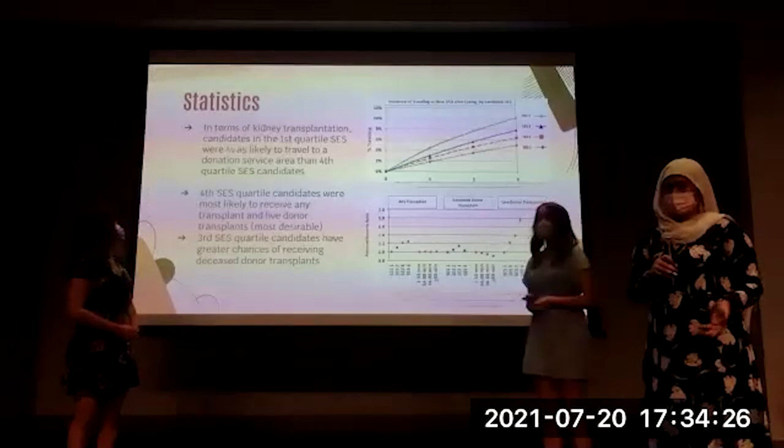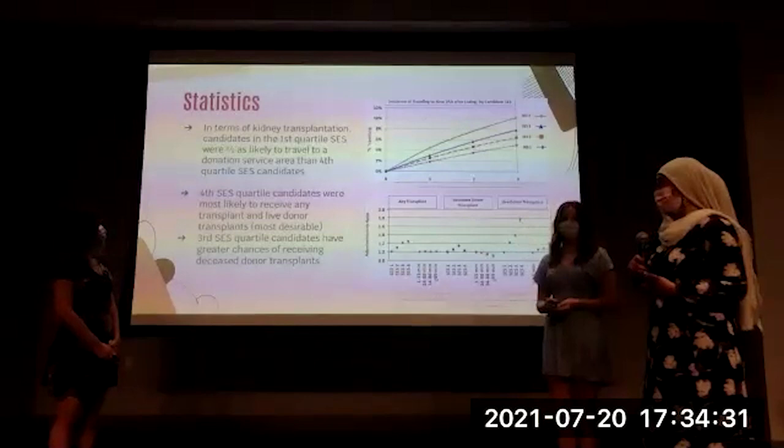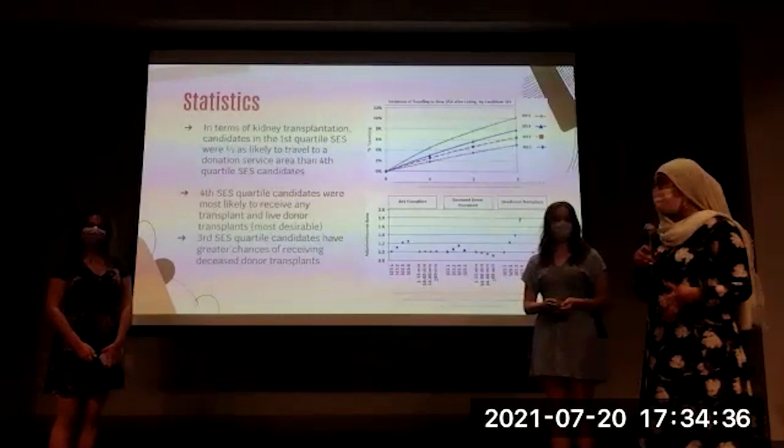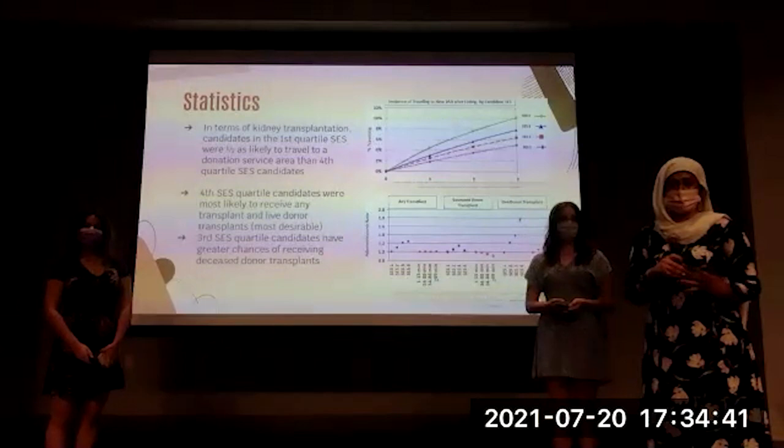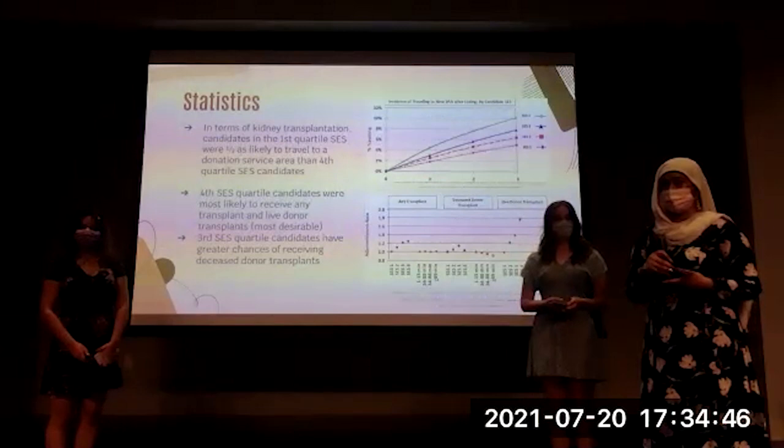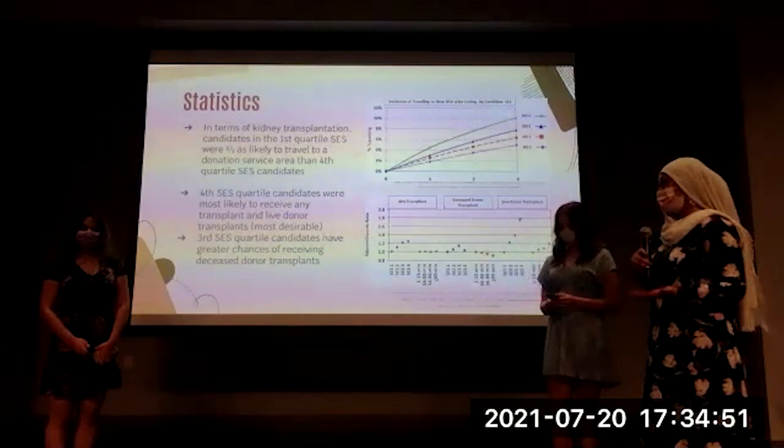In addition, as shown by these graphs from the National Institute of Biotechnology Information, the individuals with the lowest socioeconomic status were half as likely to travel to the mission service area in the first place, meaning they would not get access to any organ transplantation. In contrast, those in third and fourth socioeconomic status quartile had greater chances of receiving deceased donor transplants and family, most of them were transported.